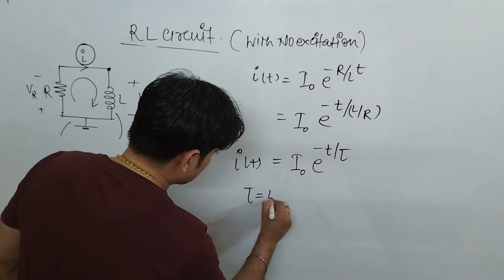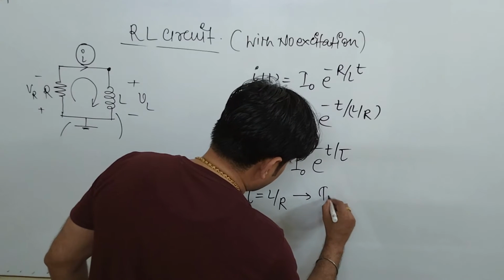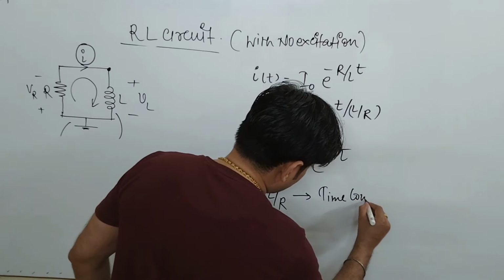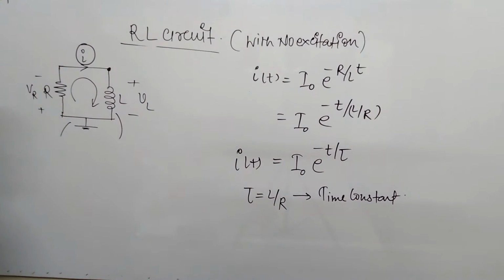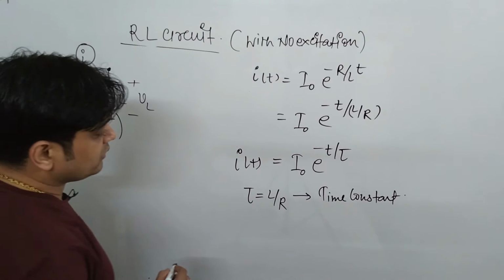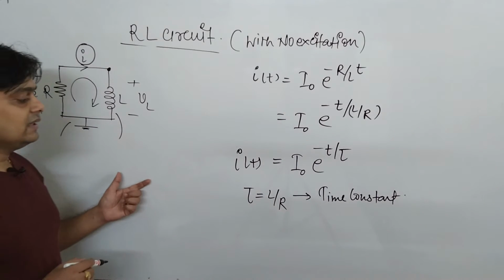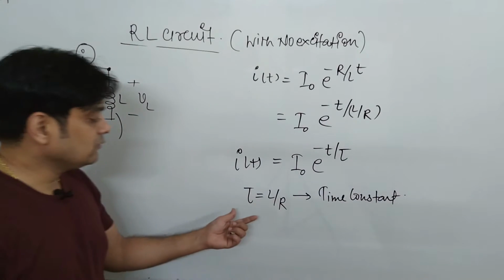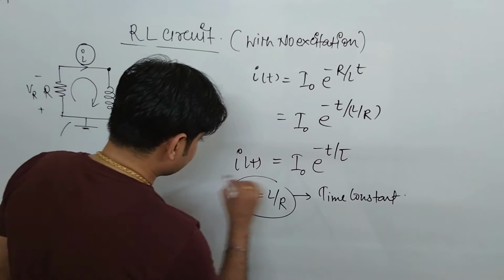Here tau is known as L by R. This term is referred to as the time constant. Okay, so here the tau is what? Basically L by R. So there we have seen the value of tau is L by R. Very important. This is the time constant of an RL circuit when no excitation is applied. Okay, so this is one important term.